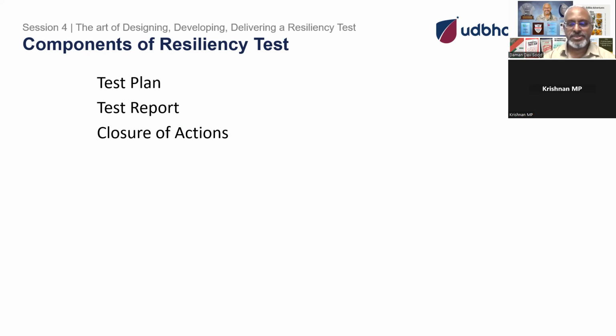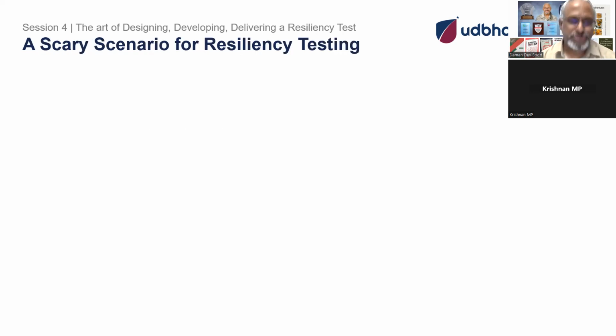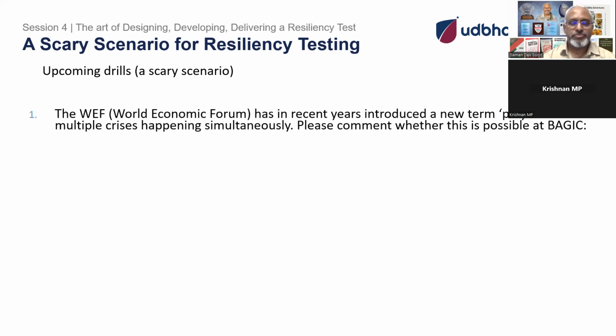Resiliency testing is a deep discussion. I want to draw your attention to a scary scenario in your upcoming drills or resiliency tests. There is a concept called polycrisis. So not only a building failure or an IT failure, but a disaster, multiple things: heavy rains, flooding, some disease starts. Can we do something like that?